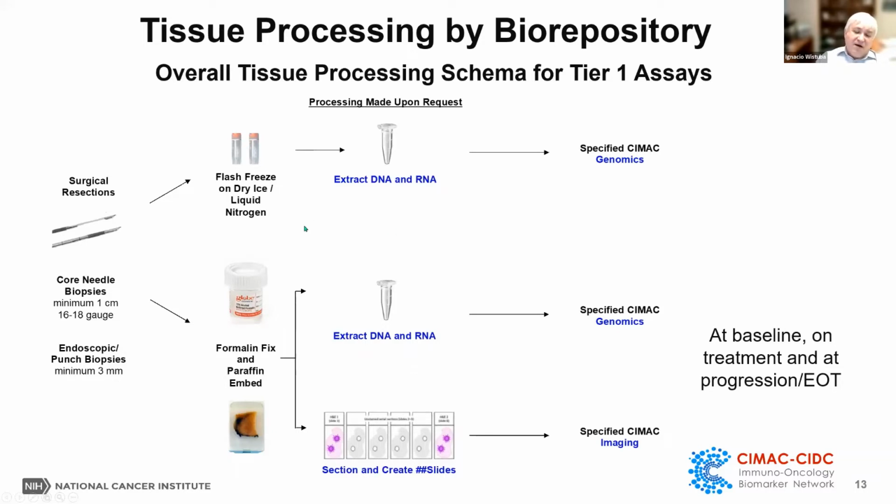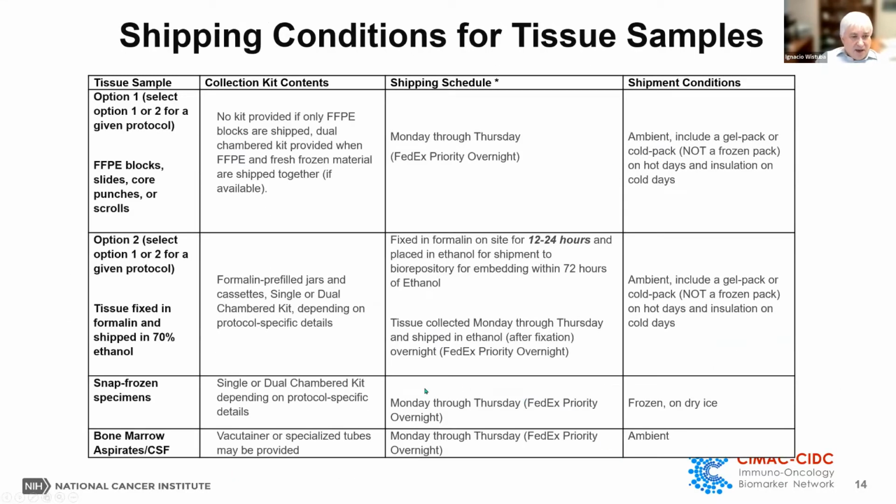frozen, or fixed in formalin or in a tissue block, and from the tissue block, sections for different purposes are also acceptable. I'm not going to go into details on this table, but in the umbrella protocol, we have detailed considerations on shipping specimens to a biobank and also from the biobank to our CIMAC laboratories.